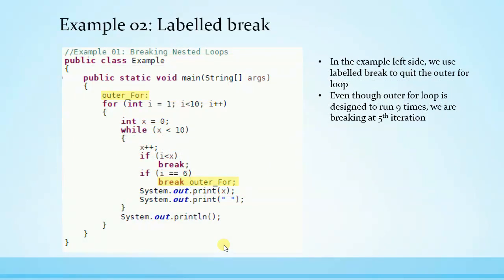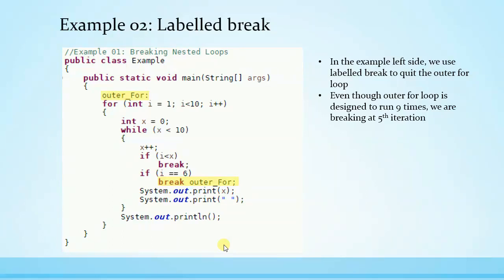So if you see here in this example, it's the same loop which we saw previously. This time we marked this outer for loop with a label called outer_for. And if you see inside, we are breaking out of the for loop. Here we are checking if i equal to 6, break, then we are placing a label called outer_for. So what happens now, this break will come out of the for loop.